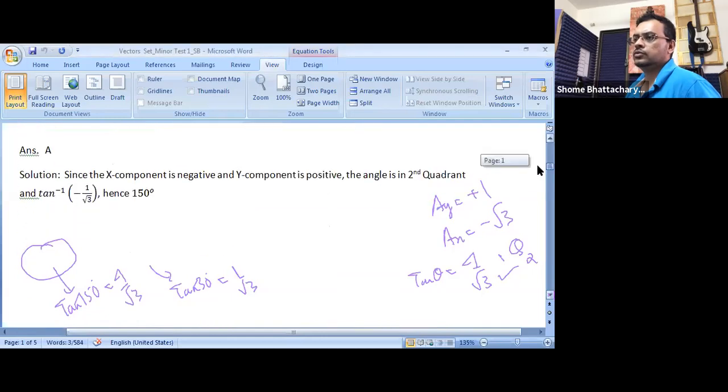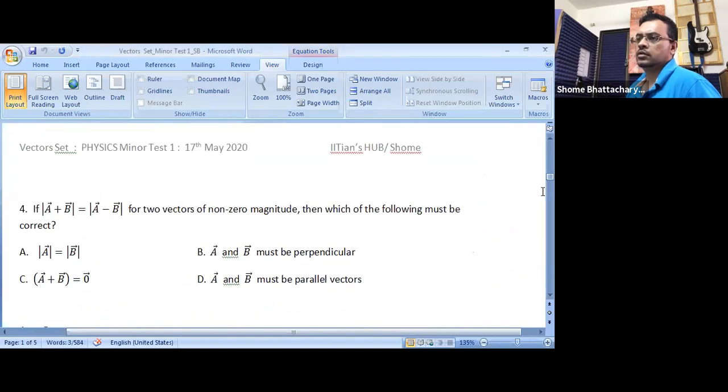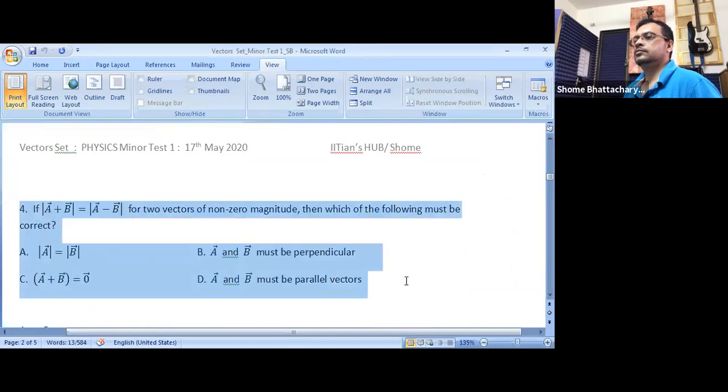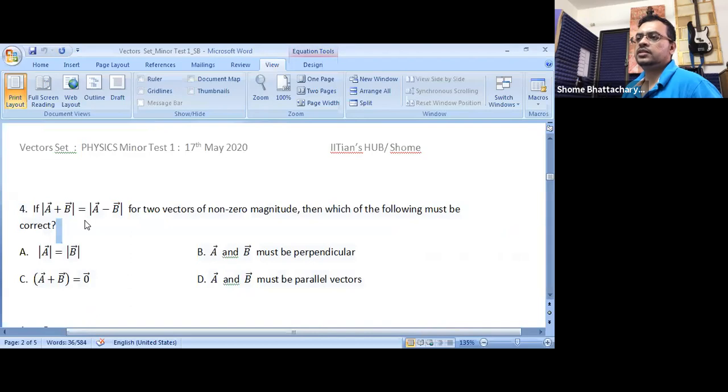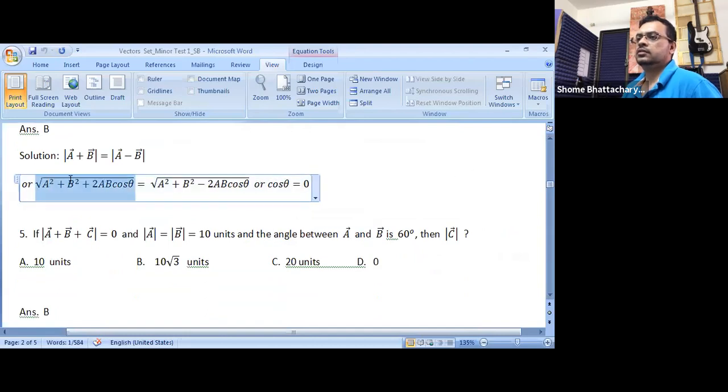Now moving on to the next one. What about this question? Is it clear, people? Yeah. So just apply triangle law here. When is mod A plus B equal to mod A minus B? It occurs when this is the condition. So cos theta should be 0. Or you remember from parallelogram also. Okay. If you think in terms of parallelogram law, you can also think like that now.